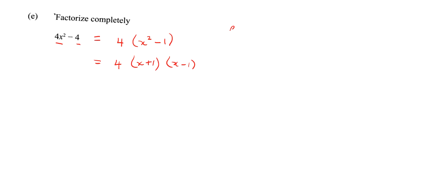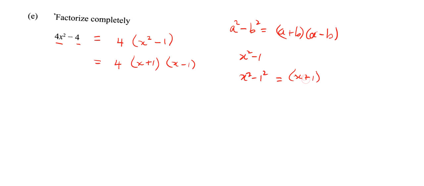Alright, I'm using this identity, a squared minus b squared is equal to a plus b into a minus b. Right, so in this case we had x squared minus 1, which is the same as saying x squared minus 1 squared, because 1 squared is equal to 1. And if we apply the identity here, it is x plus 1 into x minus 1.